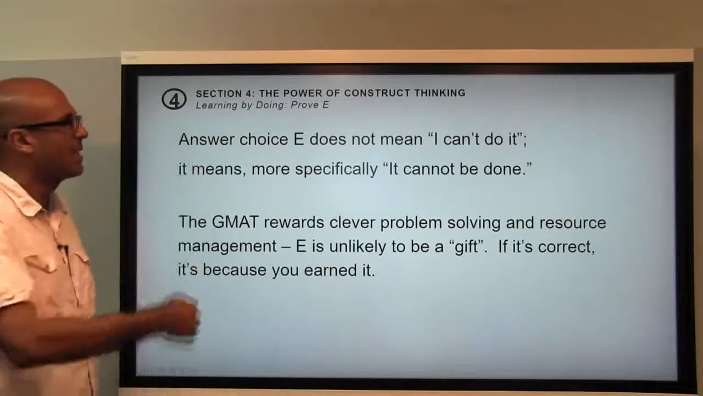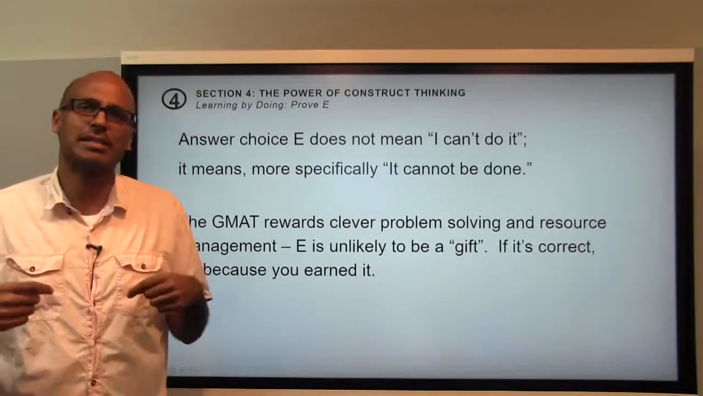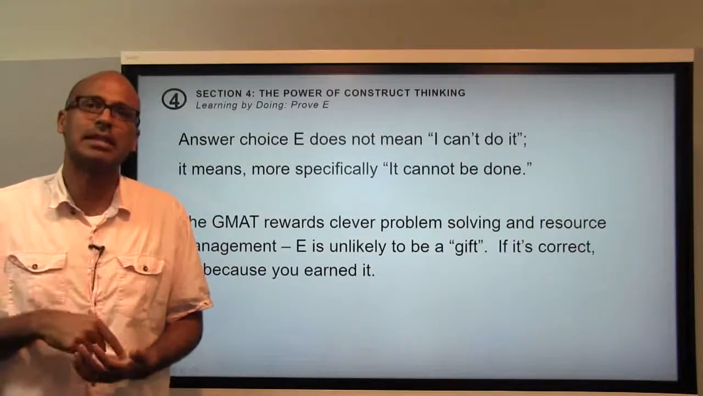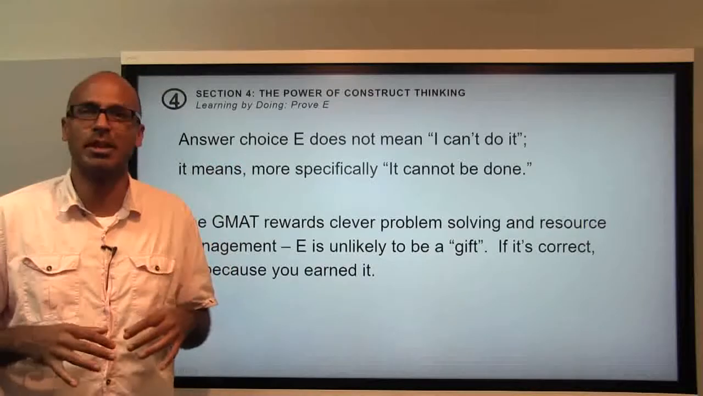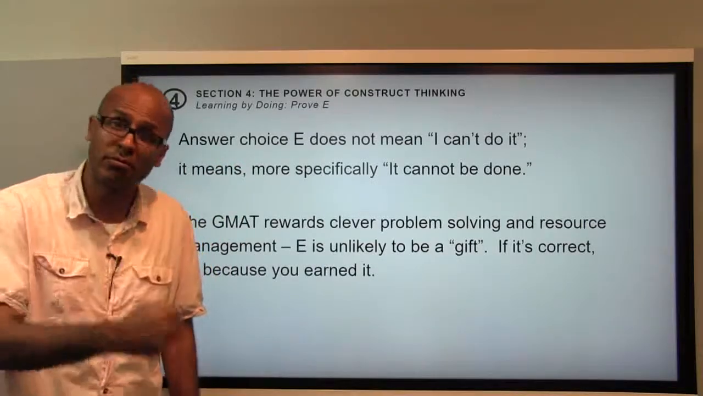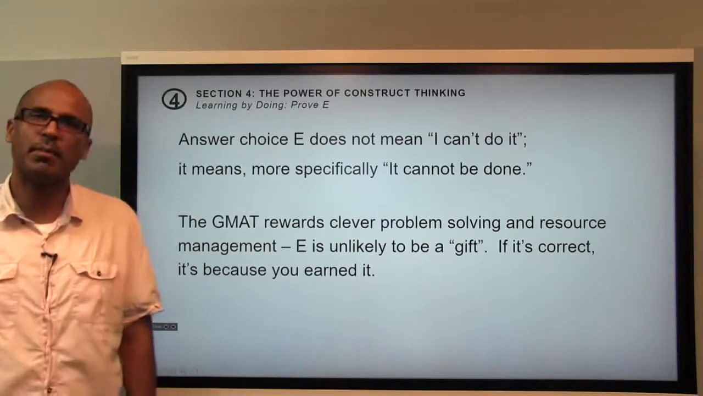And so just to end the night here, answer choice E doesn't really mean I can't do it. Make sure you realize that. Answer choice E means it can't be done. Like Albert Einstein himself couldn't do this. I have to prove that to be the case. Now, how do you prove the impossible?